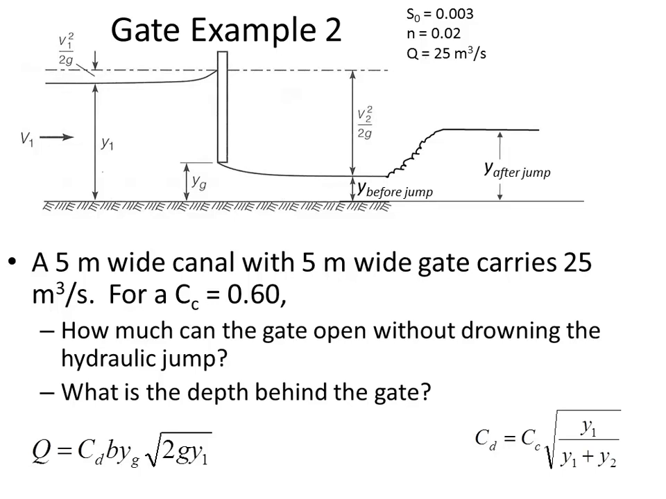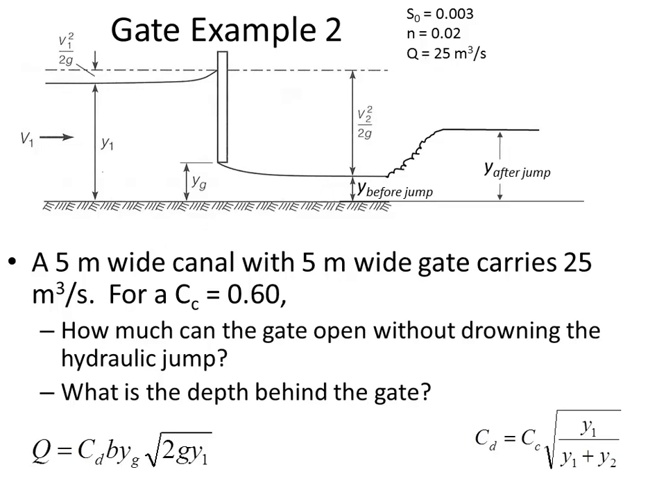And the way that we do that, it's a little bit of an iterative process. Remember, from the previous slide, first calculate the normal depth of the downstream channel. And so we have everything we need to calculate that. We know the slope, the roughness, the flow rate. We know the channel width. And so we'll find the normal depth using Manning's equation.